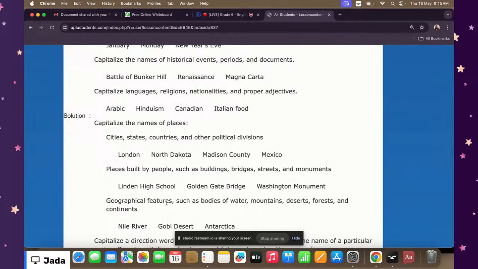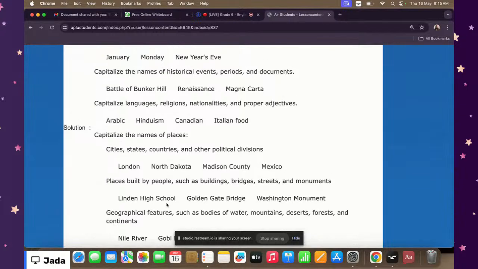Okay, so you have to capitalize languages. You also capitalize the names of historical events, periods, and documents: Battle of Bunker Hill, Renaissance, Magna Carta. All these are historical events, periods, and documents, so it is very important for you to capitalize them. Put the first letter in uppercase.